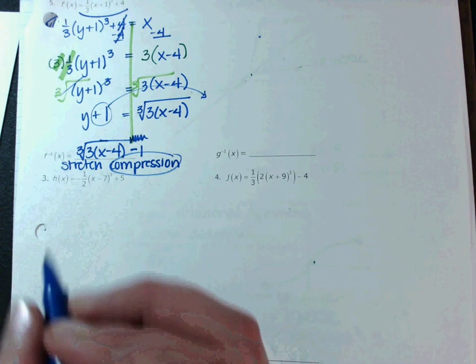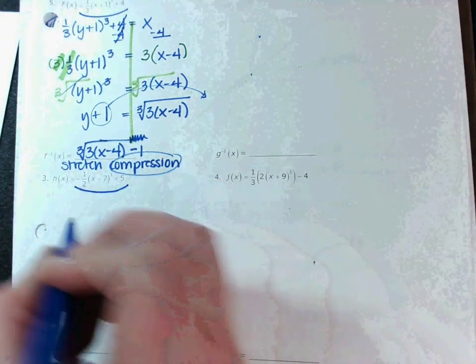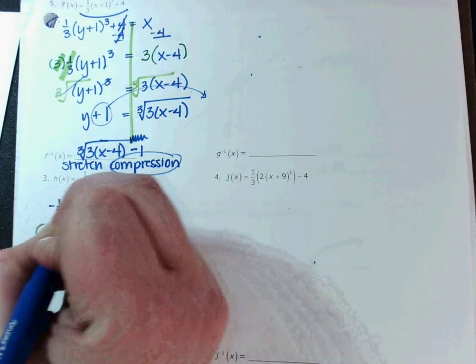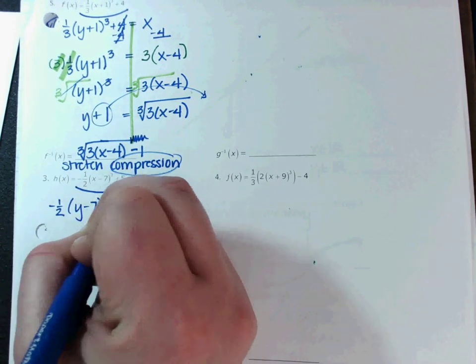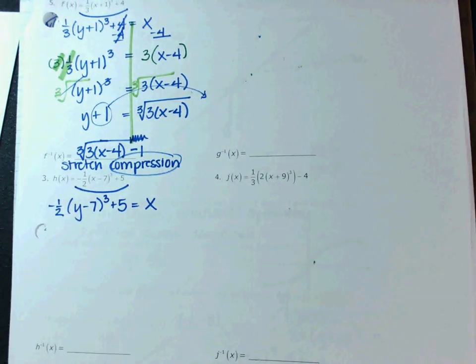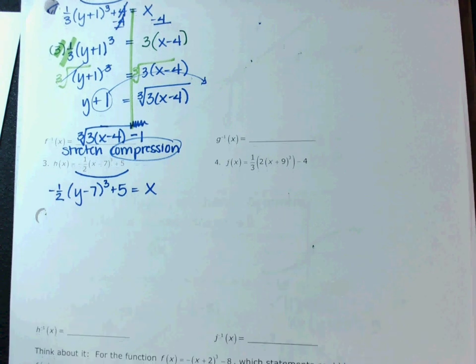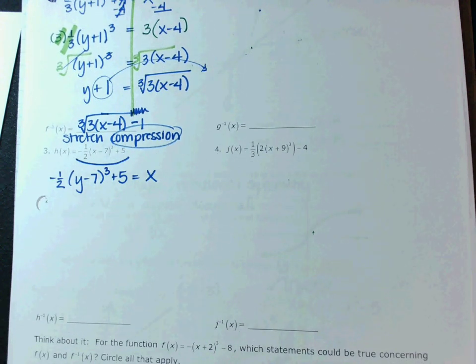Start this one off for me. I'm going to start with this side. So it's a negative 1/2 this time. We're going to see how this looks different. Okay, so it's a negative 1/2 y minus 7 cubed plus 5 equals x. Okay, first step is to get rid of the plus 5. How do we do it? Okay, minus 5 on both sides.